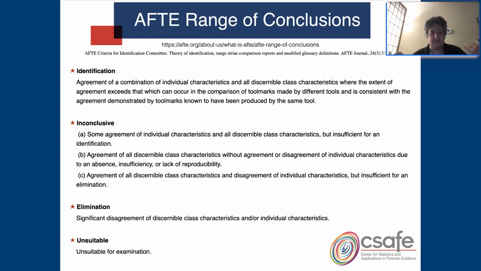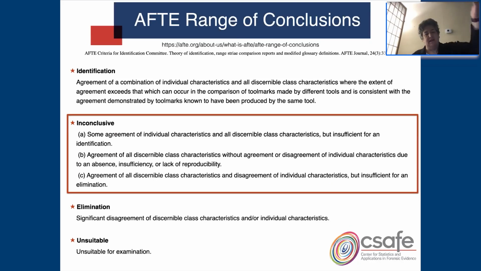On the other side of the spectrum would be an elimination. There are either different class characteristics, for example different calibers, then obviously these 2 things can't have come from the same source, or if the class characteristics match, the individual characteristics are different to a degree so that they can't come from the same source. In between those 2 extremes, we have the inconclusives.